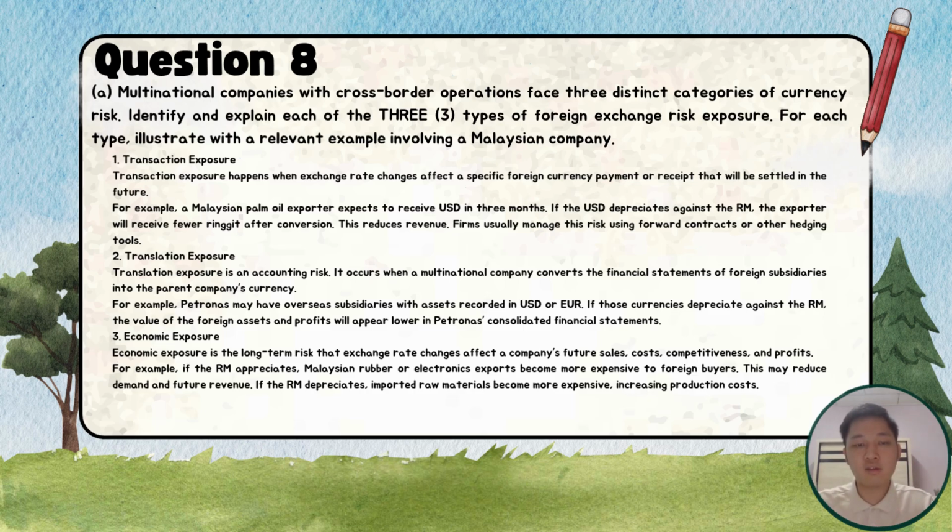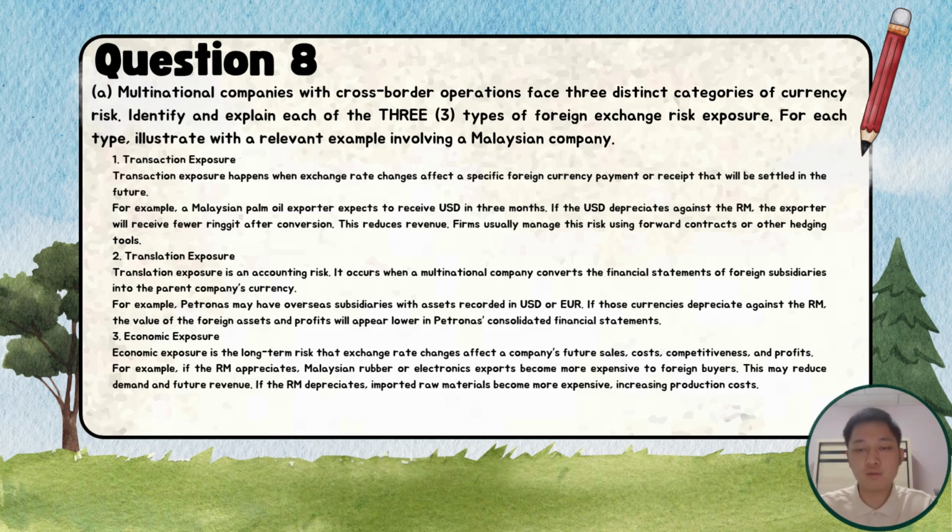The second type is translation exposure. This is an accounting risk. It happens when a multinational company converts the financial statement of a foreign subsidiary into the parent company currency. For example, Petronas may have overseas subsidiaries with assets recorded in US dollars or euros. If those currencies depreciate against the ringgit Malaysia, the translated value of assets and profit will appear lower in Petronas consolidated financial statement.